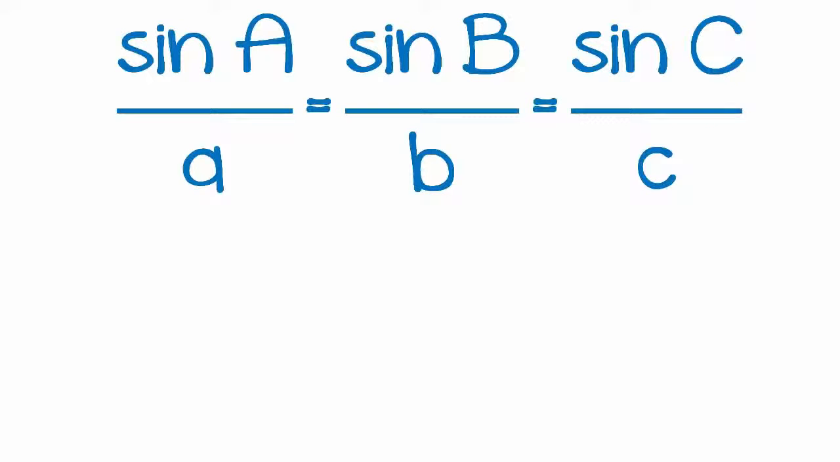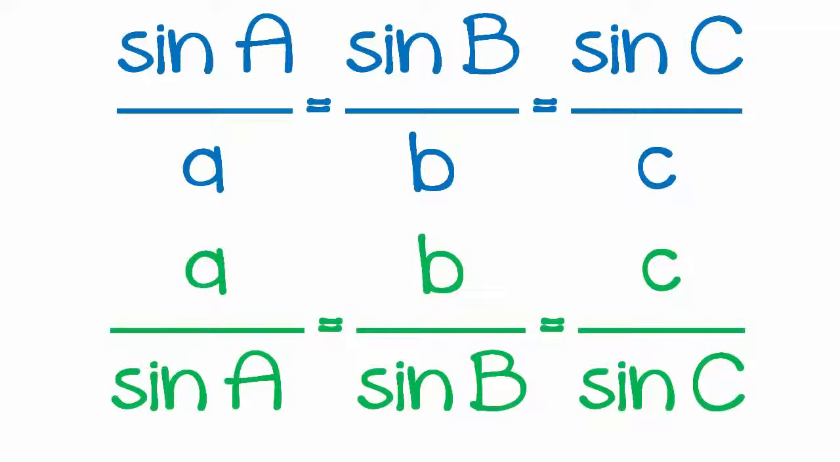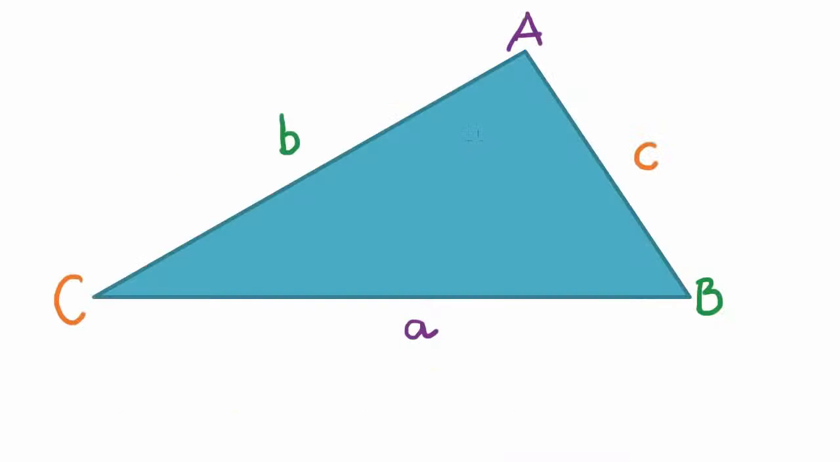The law of sines can be written as sine A over a equals sine B over b equals sine C over c. Or you can flip those over if it suits you to do so, and write it as a over sine A equals b over sine B equals c over sine C. So what's that telling us?